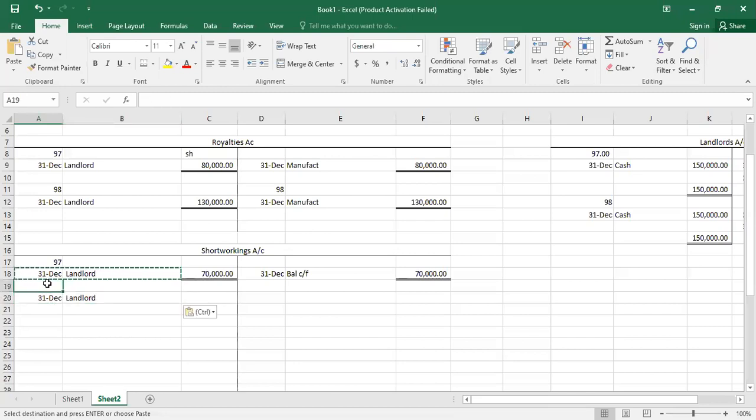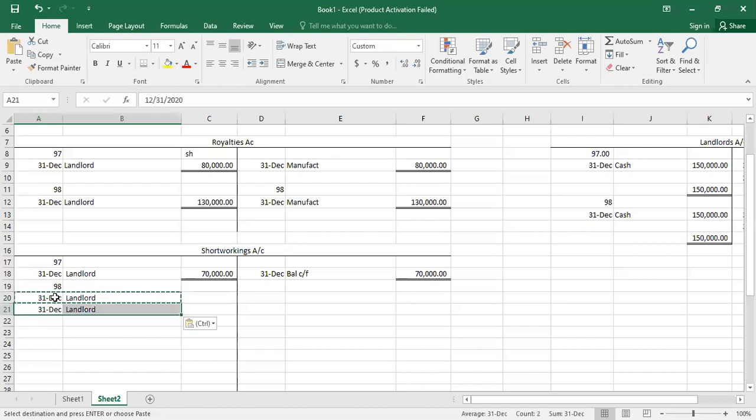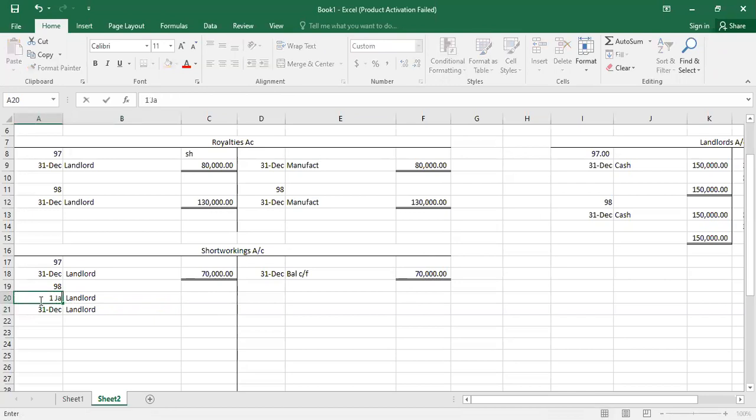So this is the year 98. So what amount are we putting here? The year 98, the amount you're going to put there. Sorry, we are supposed to bring forward first before we close the year. So on 1st January, we have a balance brought forward of 70,000.